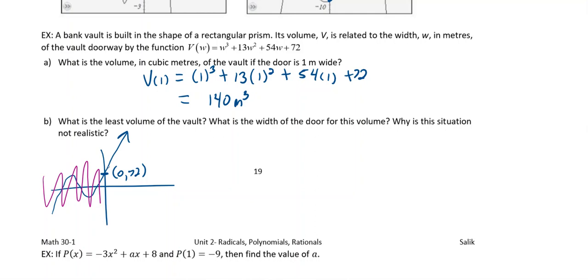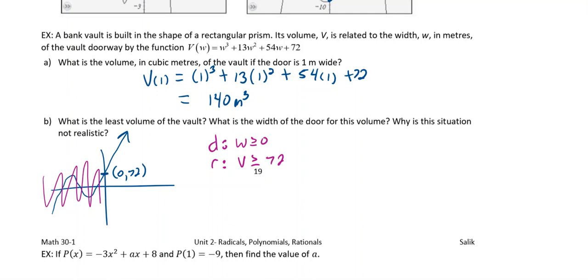Okay, so we're going to start from here. So here, let's actually say that the domain of this would be w has to be greater than or equal to 0, and the range. What would the range be? Y has to be equal to or greater than 72. Yeah, or v has to be greater than or equal to 72. Okay, so it has to start here, right? That's as low as it can go.